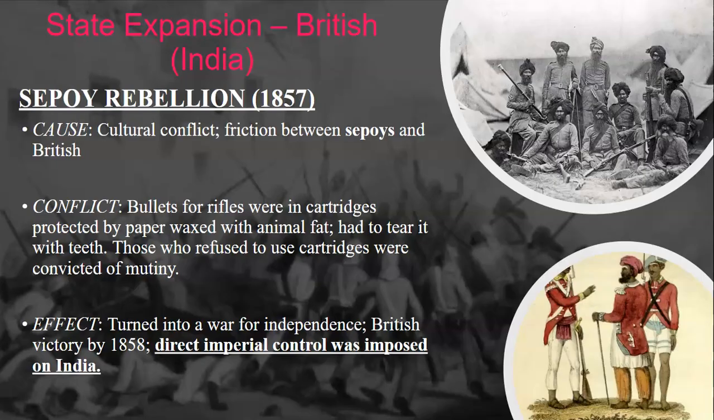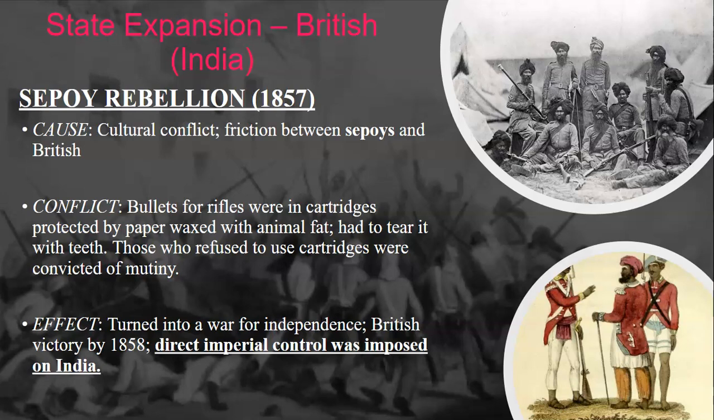Oh, but guess what? We're going to have some problems. There were these cultural conflicts that are going to cause friction between the sepoys and the British, which will end up in the Sepoy Rebellion of 1857. All right. The sepoy regiments received these new Enfield rifles. These new bullets would arrive in cartridges, and I'm going to show you a picture in just a second. They were protected from moisture in a paper covered in an animal fat wax.